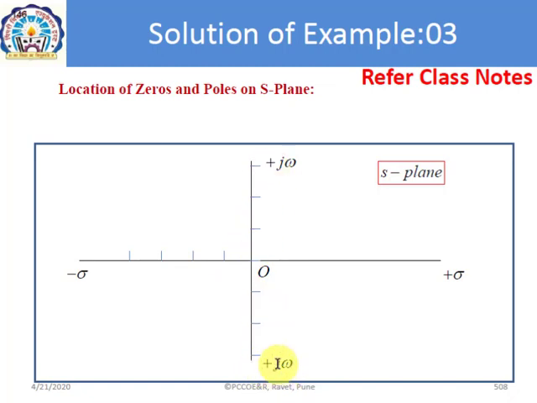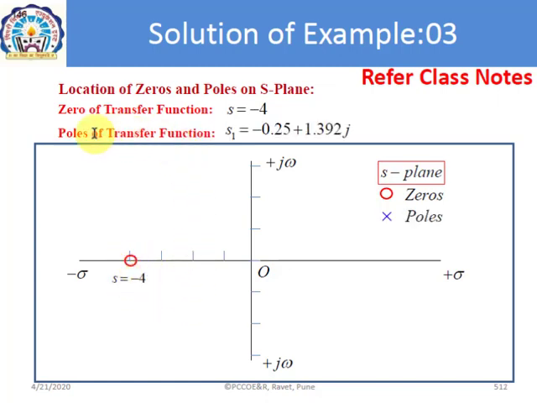Just a hand correction here: instead of a plus, it should be minus j omega on the downward side. Then we have divided the negative side into equal divisions so that we can plot the zeros of the transfer function. So the zero of the transfer function is minus 4. Let us assume that this is 1, 2, 3, 4. So this is the minus 4. Here we are going to locate the zero. Zeros are represented by a hollow circle. So we represent the zero s is equal to minus 4 with a hollow circle.